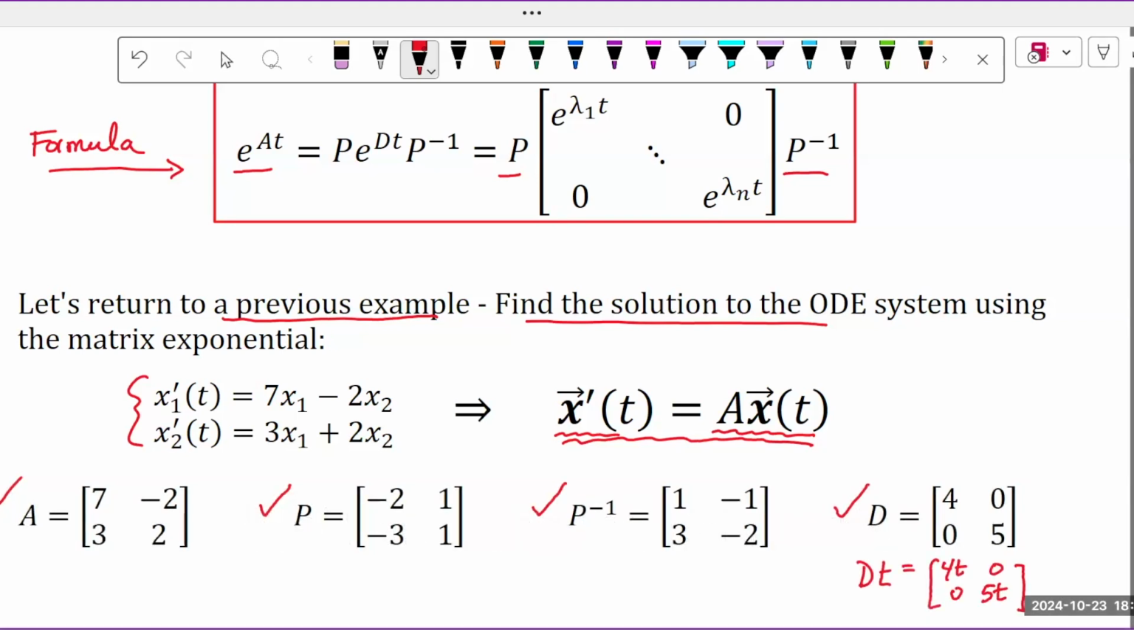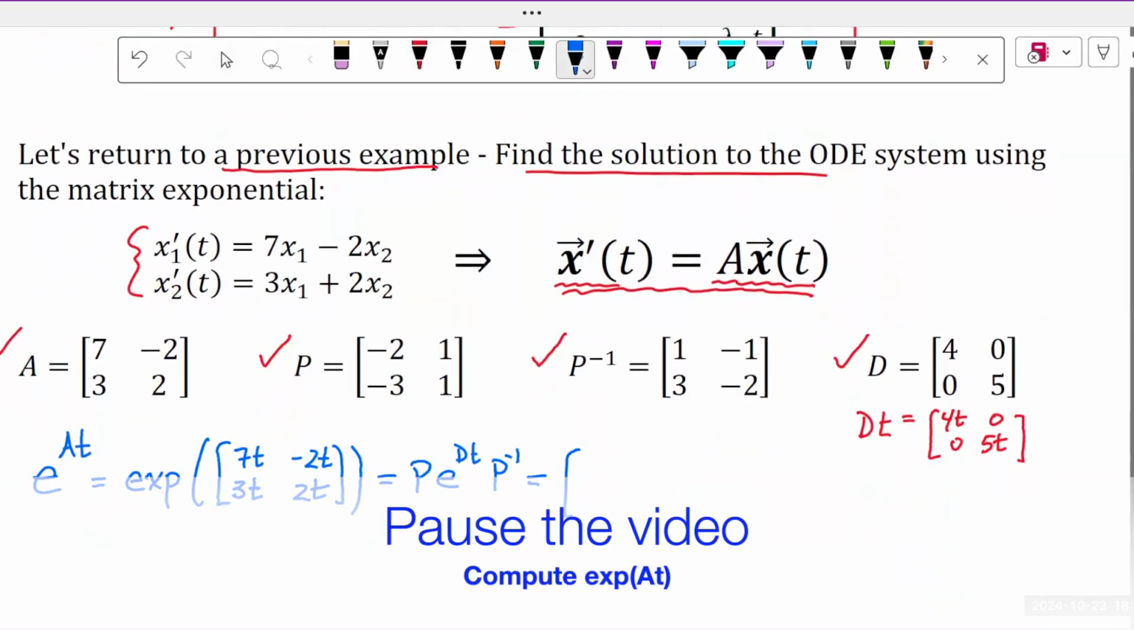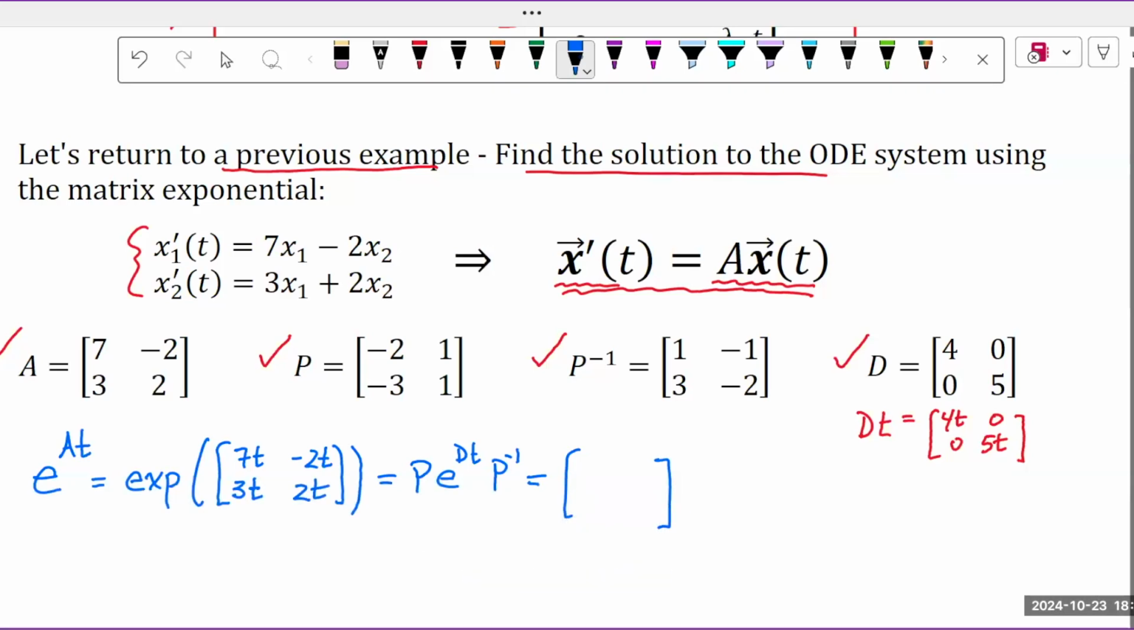Let's just write down then from our formula what the solution e to the At is going to be. At this point, it's just a matter of some computations. I would challenge you to pause the video and work out the computations yourself, and then come back and see if we got the same thing.